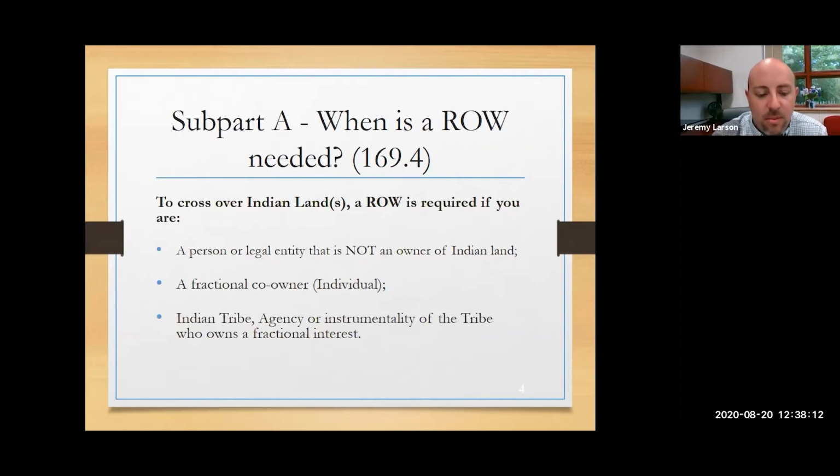A right-of-way can be a railroad, public road, access road, service road, water line, sewer line, utility, so fiber optic, electric, transmission line, oil and gas pipelines, or distribution systems, or conservation easements. All those examples would be a right-of-way that we would need if you are crossing said land.